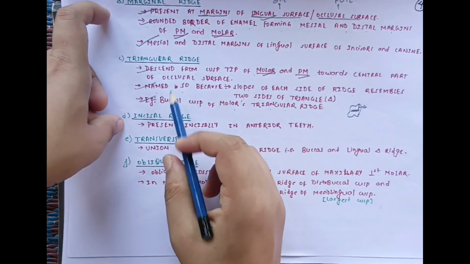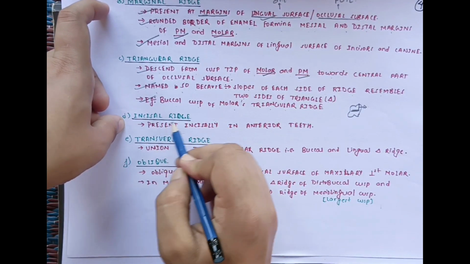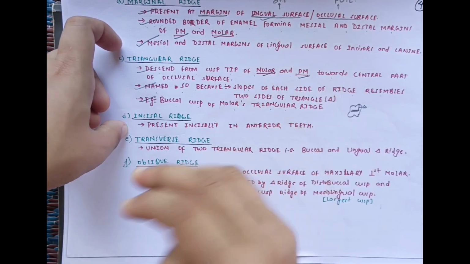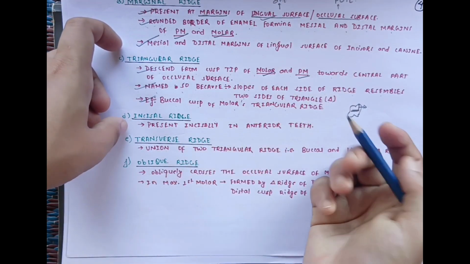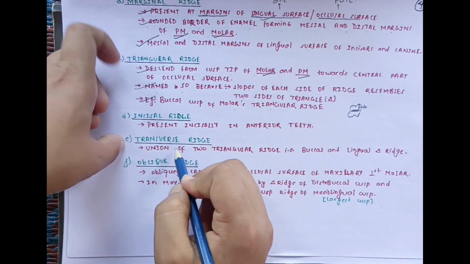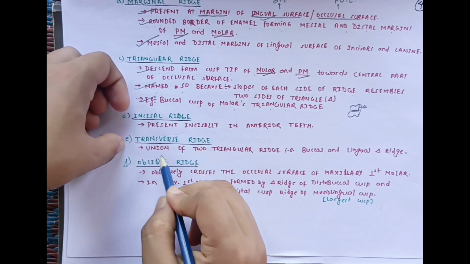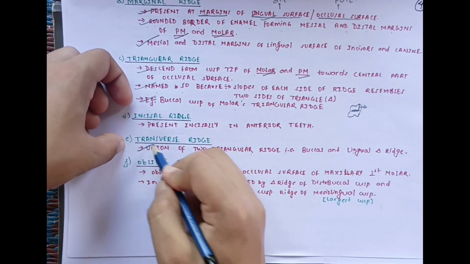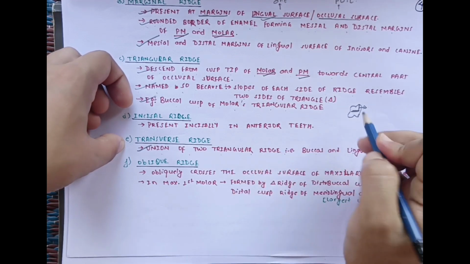Similarly, another ridge is the incisal ridge. It is easy to understand. It is present in anterior teeth, at the incisal portion of the anterior teeth. Similarly, another ridge is the transverse ridge, which is the union of the two triangular ridges, that is, the buccal and the lingual ridge. So I will show here.